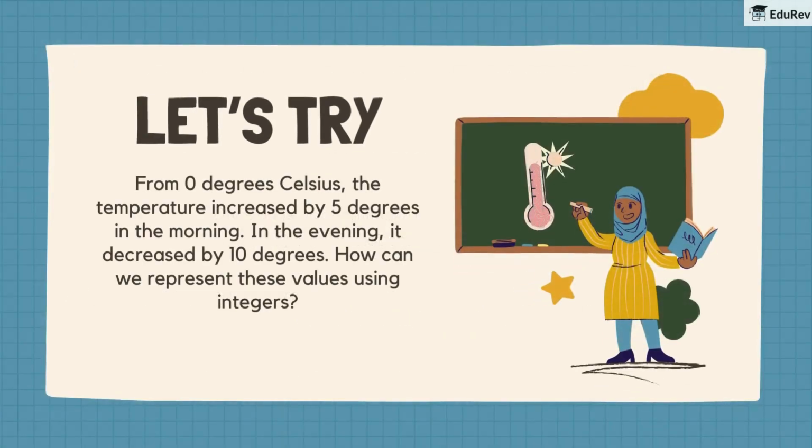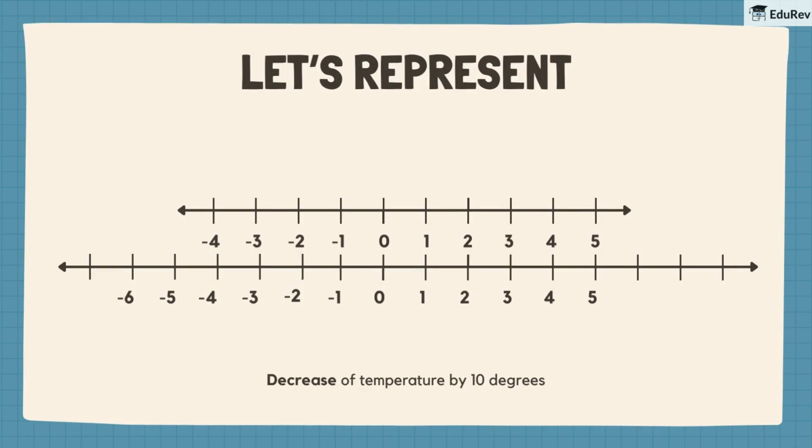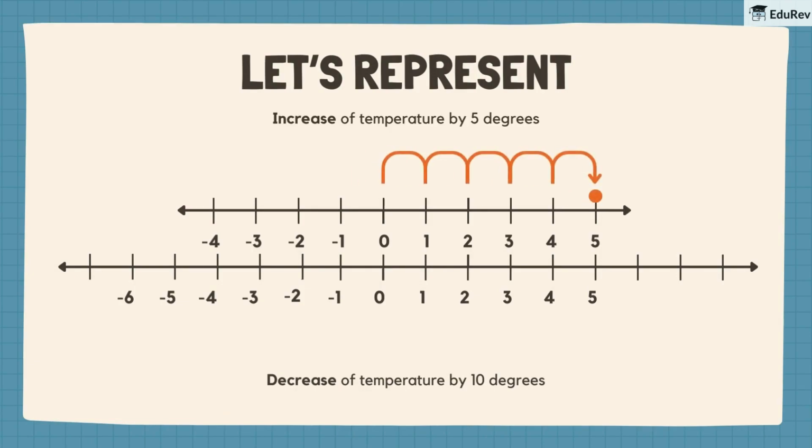Let's go back to our temperature example. From 0 degrees Celsius, the temperature increased by 5 degrees in the morning. In the evening, it decreased by 10 degrees. How can we represent these values using integers? The temperature rose by 5 degrees, then fell by 10 degrees. Using integers, we can say it went up to +5 and then down to -5 degrees. Integers help us describe these changes neatly and simply.